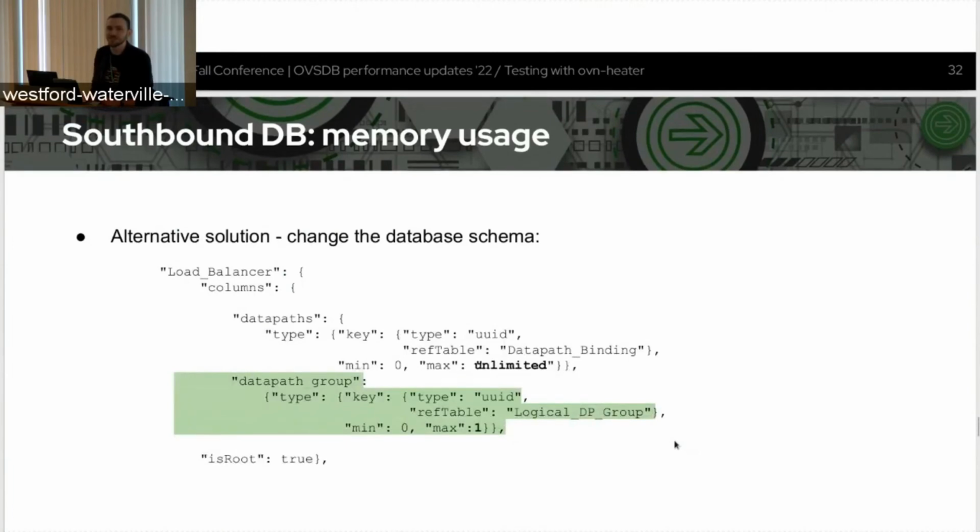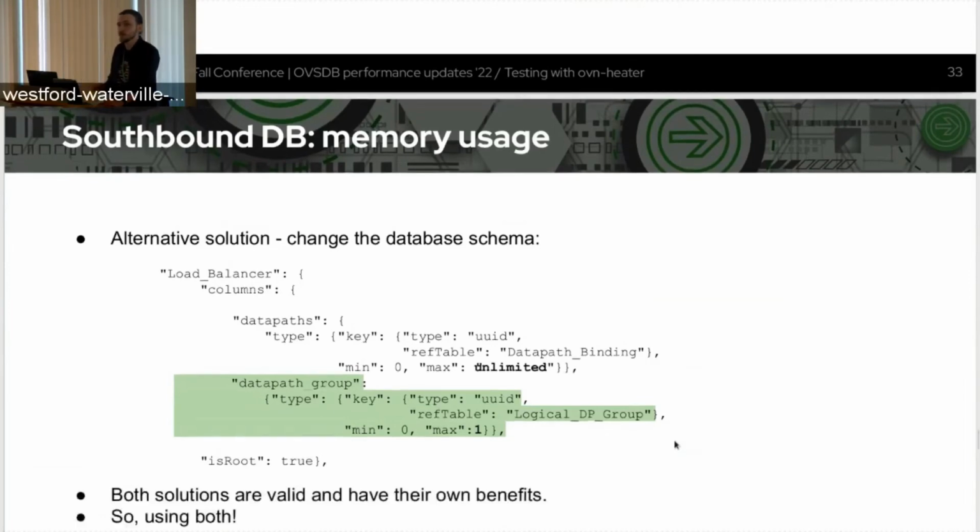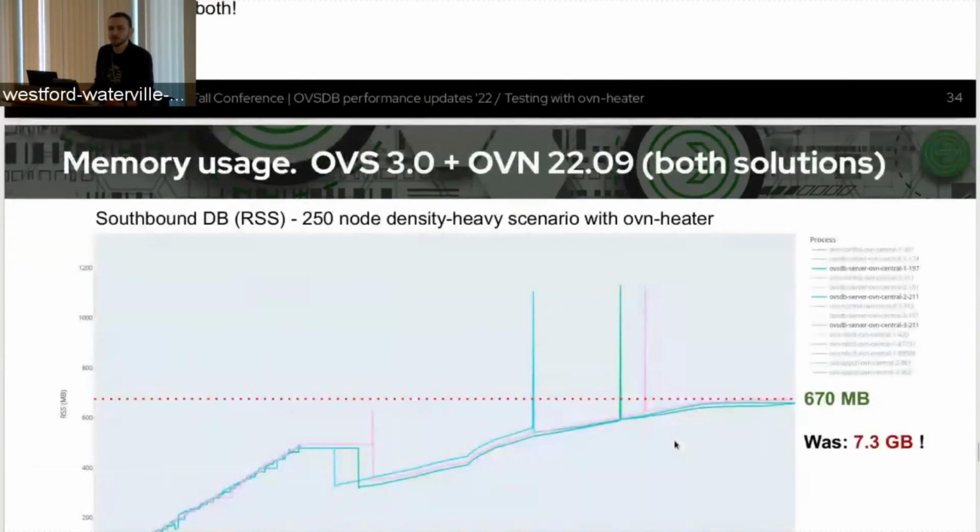That's a simple solution. An alternative solution is to employ datapath groups for southbound load balancers in OVN, basically changing the schema. This way, all of those lists of datapaths, which were taking about 70% of the database and were just repeated UUIDs of the same datapaths taking hundreds of megabytes, are gone. Changing that, we significantly reduced the database size, which also helps. So we should use both solutions, right? They are both beneficial and should be used.